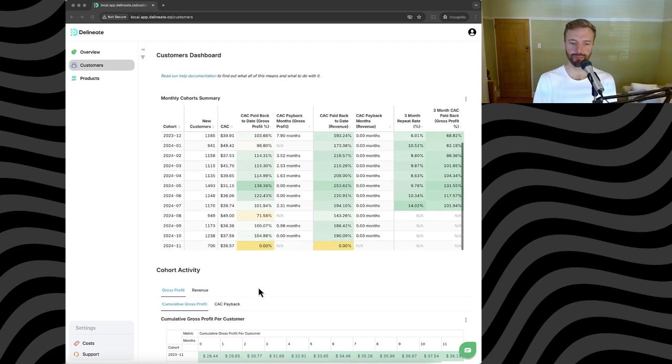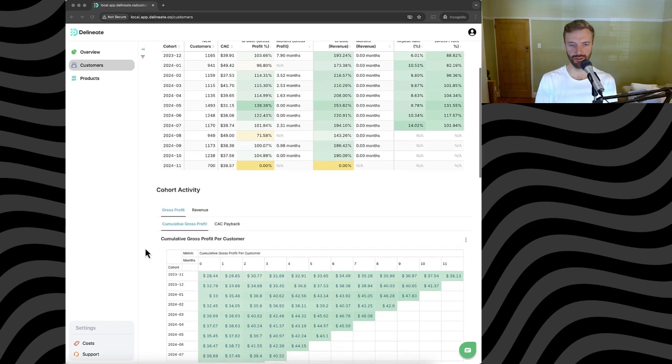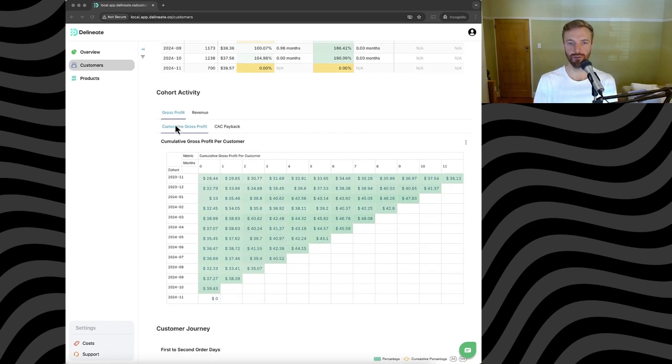If I come down here to the actual cohort activity and I look at this in gross profit terms, I can see how much gross profit a group of customers has contributed on average per customer at a given point in time. So now I can start to say, okay, if I want to get paid back in 3 months, then this is the kind of customer acquisition cost I can afford to pay, because this is how much gross profit the customers are contributing. This particular cohort, after 3 months, had contributed $42 in gross profit.